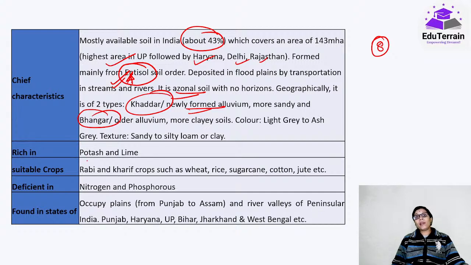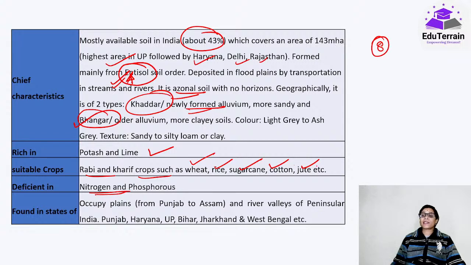Bhangar or older alluvium. Older alluvium will be very much salted. They have less sand and more clay. Because of continuous weathering of these sands, they have become older. Okay, and they are rich in potassium, lime, deficient in nitrogen and phosphorus, and suitable for rabi and kharif crops such as wheat, rice, sugarcane, cotton, whatnot.